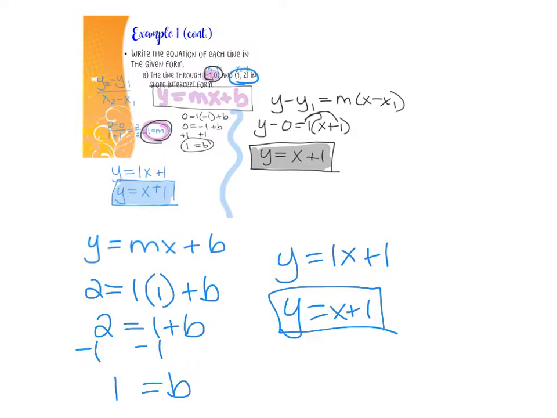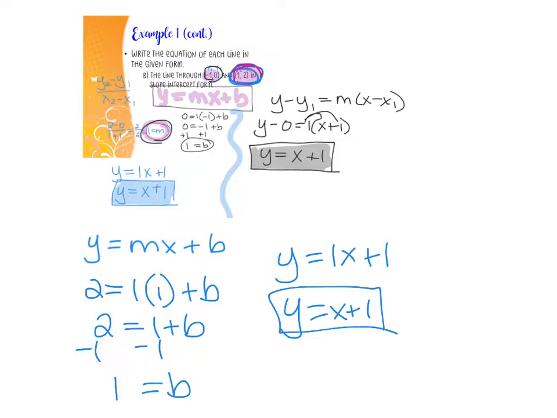Why would you use the 2 the second time instead of -1 like the first time? Because I'm using this point now. So if you're switching and using this point, does that make sense? Alright. You can pick either point.